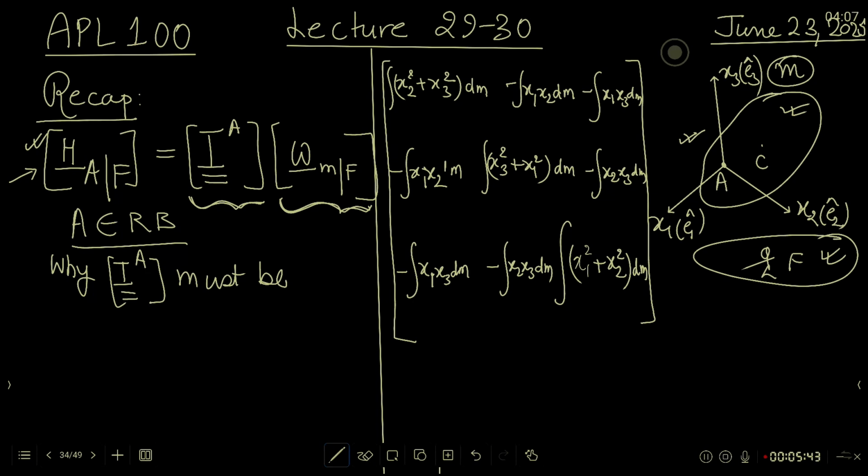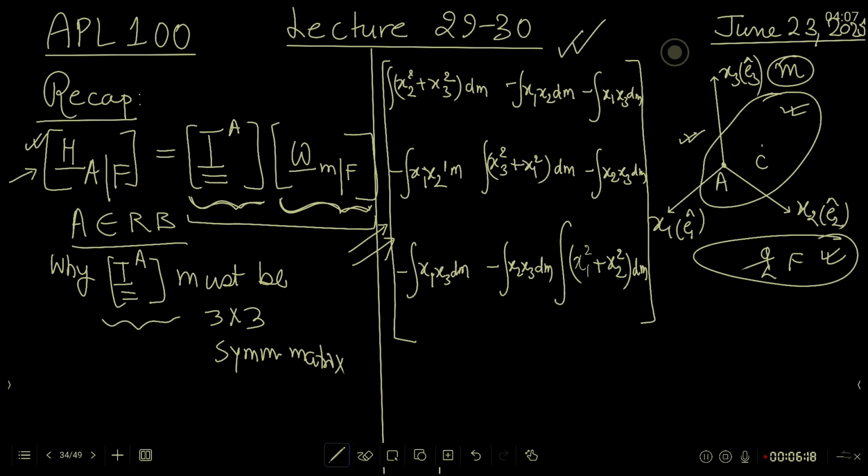So if you follow the roadmap provided by me, you will be able to show that when you achieve such a decomposition, this inertia matrix must have these 9 components. So it is a 3 by 3 matrix, and it is a symmetric matrix, and the components should be what I have written here on the right hand side of the screen. All these symbols represent integration over the body.